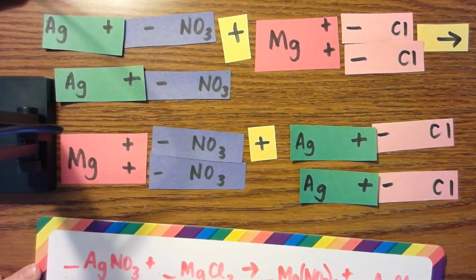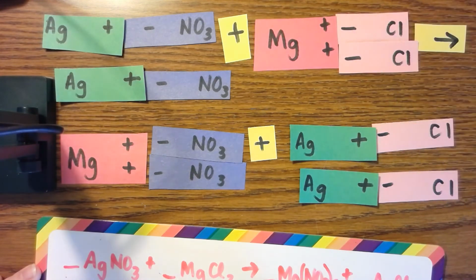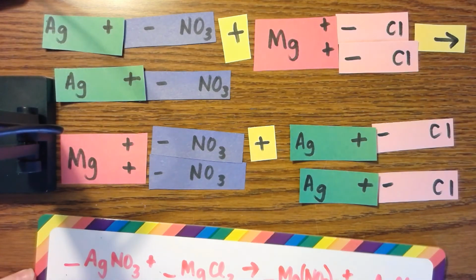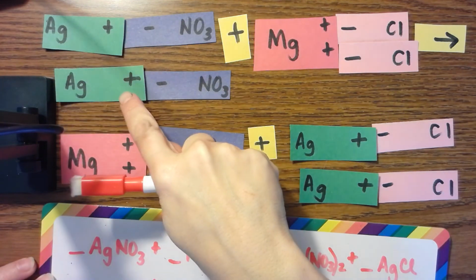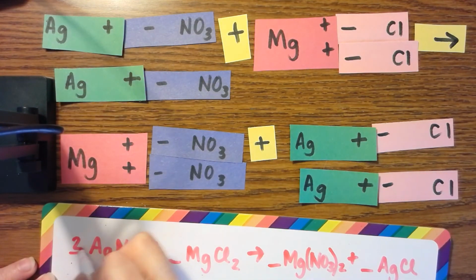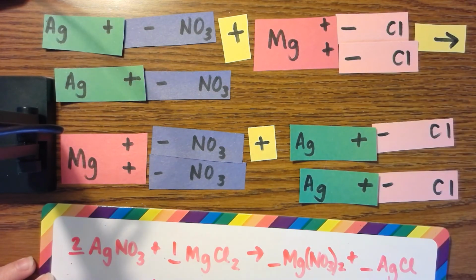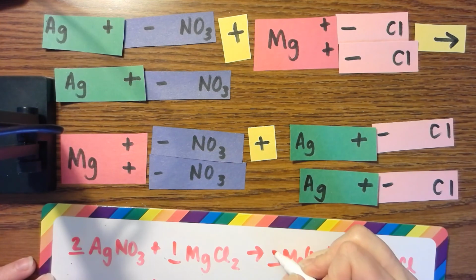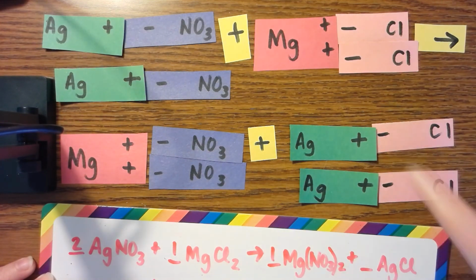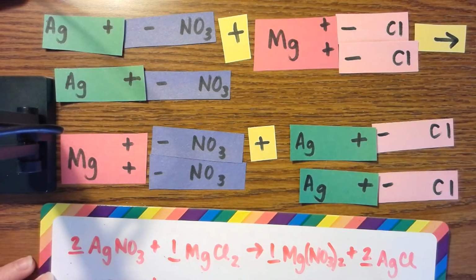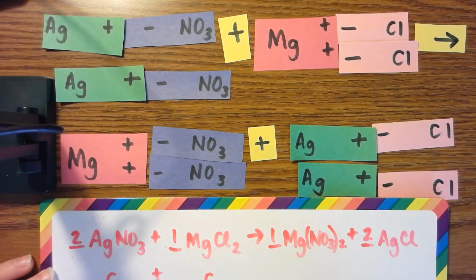All right, so now I have to count the number of molecules or compounds. They're not really molecules. This is ionic stuff, so they're formula units, but it's kind of a nice way to think about it. So we have 2 AgNO3s, so we put a 2 here. Then we have 1 MgCl2. Then we have 1 Mg(NO3)2. And then we have 2 AgCls. So we have a 1:2 kind of ratio here going on. And that one is all done.